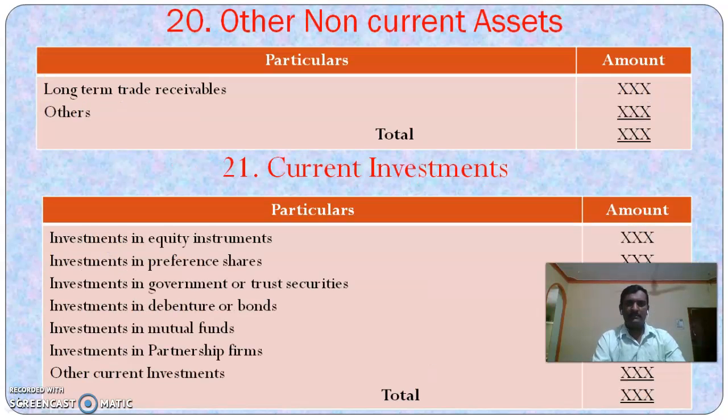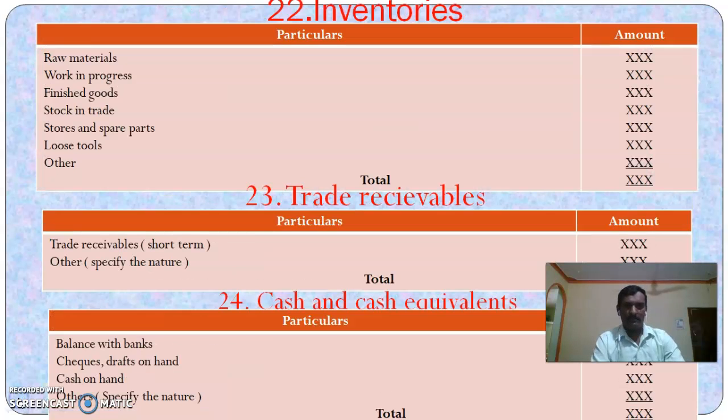We have to prepare a separate note for other non-current assets, and for current investments, we have items like investment in equity instruments, preference shares, government or trust securities, debentures and bonds, mutual funds, partnership firms, and other current investments. And the total is to be taken to the current assets head.